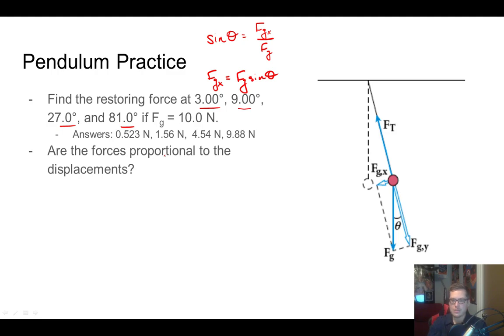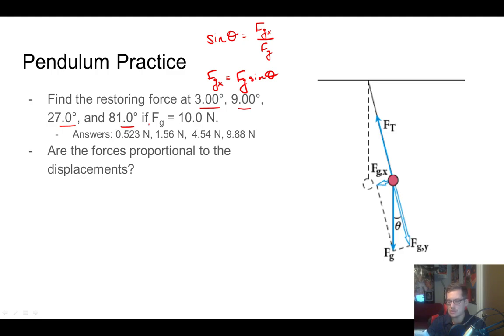Now, it says, are the forces proportional to the displacement? This is kind of interesting. Notice that our degrees here increase by 3, and you can see that from here to here, the newtons also increase by 3. So it's pretty proportional at that point. And then as we go from 9 to 27, is it proportional? That's another change of 3, so we can take our 4.54 divided by our 1.56, and it should be around 3. I got 2.91, so that's pretty proportional.